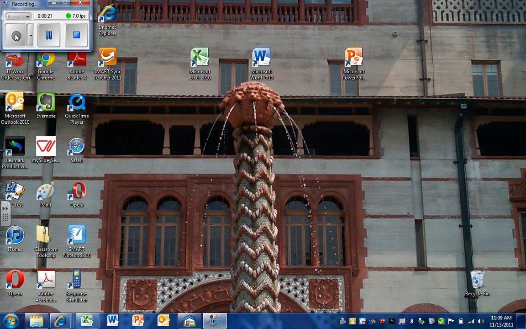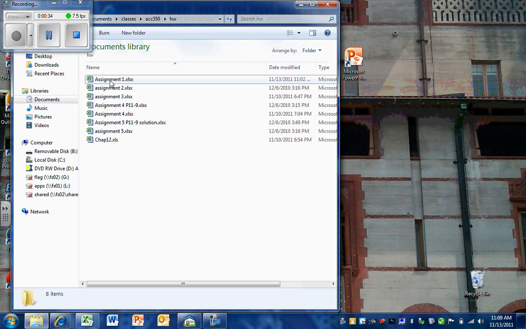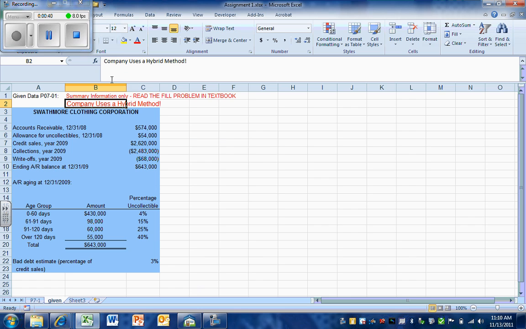The first one I'm going to do today is going to help you with that first homework assignment, which is problem 7-1 on page 384. We have an Excel template set up in the portal for you. So if you're done like me and you have downloaded all of the assignments, we can click on assignment 1 and it'll bring us to our Excel template.